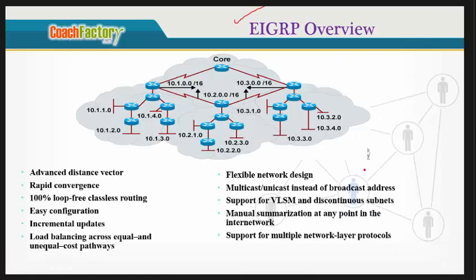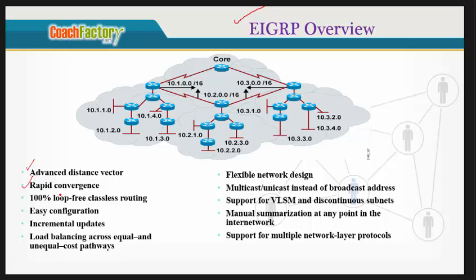So, EIGRP overview. EIGRP is known as an Advanced Distance Vector Protocol because it's an enhanced version of IGRP, which is no longer used by Cisco routers. In the latest IOS versions, we cannot use IGRP. It's completely outdated. So Cisco came up with the enhanced version, and it is more advanced than IGRP as well as other distance vector protocols like RIP. That's why it is known as an Advanced Distance Vector Protocol.